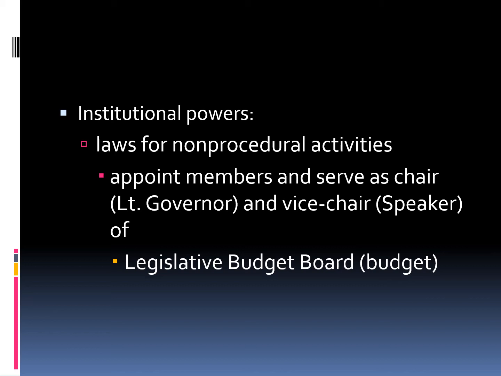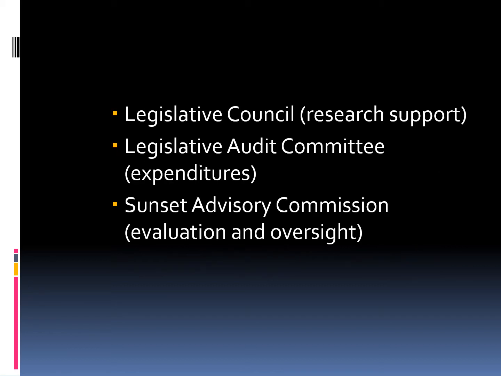One of them is the Legislative Budget Board, that has everything to do with the Texas budget. The other one is the Legislative Council, that provides research support. The Legislative Audit Committee is the other one, which looks at expenditures and audits the different state agencies. And then the last one is the Sunset Advisory Commission, that provides oversight and evaluation for all of the state agencies on a regular cycle. So as I said, we're going to talk more about these when I cover the part on the institutional tools of leadership more towards the end of this lecture.